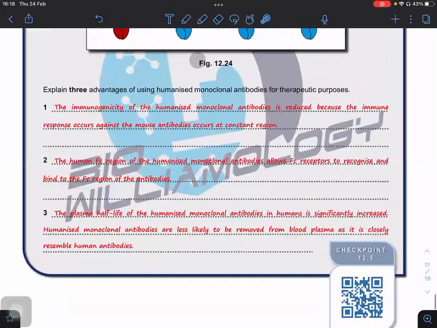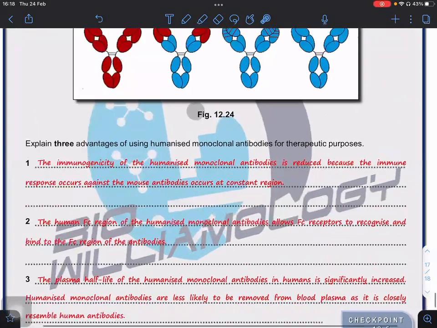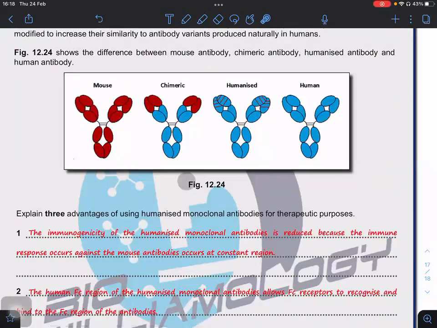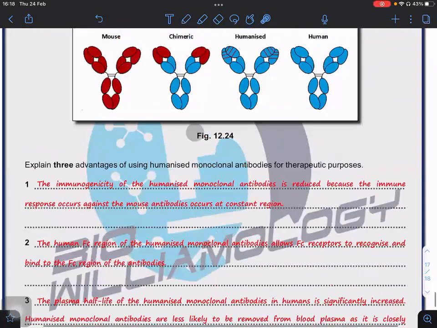So, explain 3 advantages of using humanized monoclonal antibody for therapeutic purposes. First, the immunogenicity of the humanized monoclonal antibody is reduced. Now, you cannot say it is gone; we still have some. Because the immune response against the mouse antibody occurs at the constant region, we now remove the constant regions, so we reduce it.